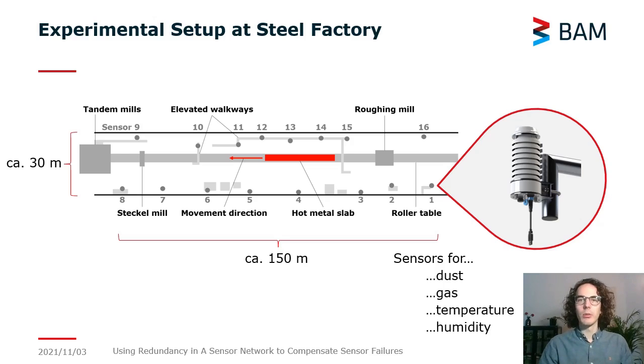Within the measurement area, metal slabs are moving on a roller table and are rolled by multiple mills. These mills roll the metal slabs from centimeter thickness to a few millimeters and coil them up eventually. So there's a lot of dust emerging during this process, and therefore dust is the main target or agent of interest in our following study.